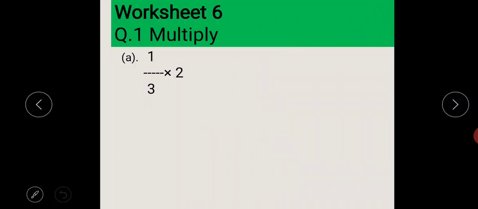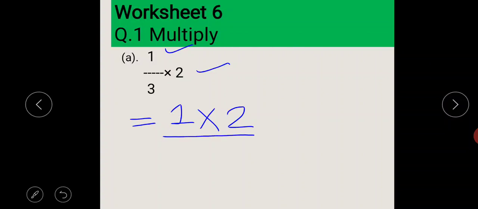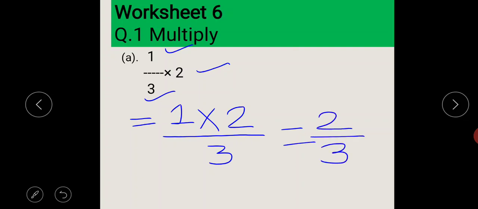So now let us solve some questions of worksheet 6. Question number 1 is multiply. We have to multiply 1 upon 3 by 2. So the method is we multiply the numerator by the whole number and the denominator remains the same. So it is equal to 1 2s are 2 upon 3. This is a proper fraction, so this is our answer.